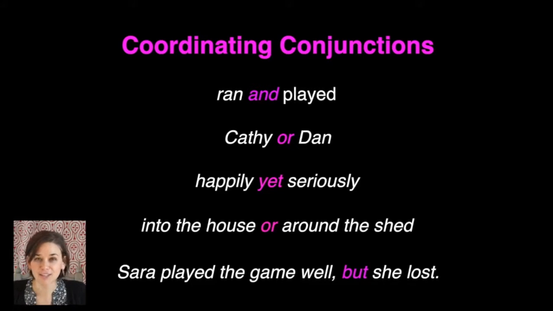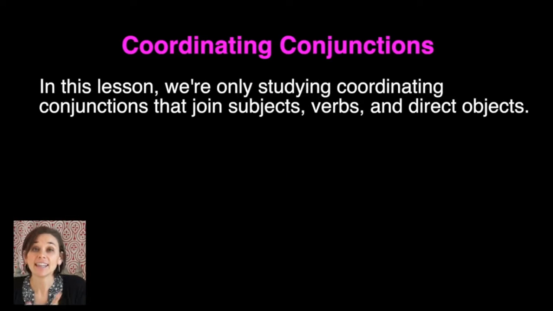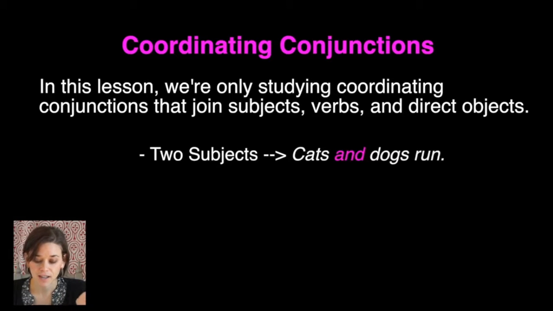Now, there were a lot of things going on in those examples. And in this lesson, we are only going to be looking at coordinating conjunctions that join subjects, verbs, and direct objects. Let's take a look. Here's an example of a coordinating conjunction joining two subjects. Cats and dogs run. That sentence has two subjects, and they are joined by the coordinating conjunction and. They both share the verb run.